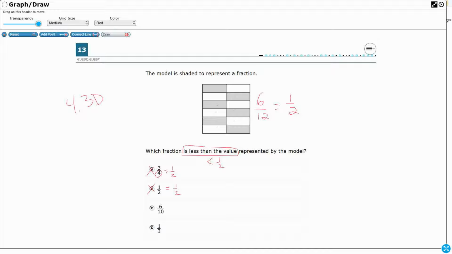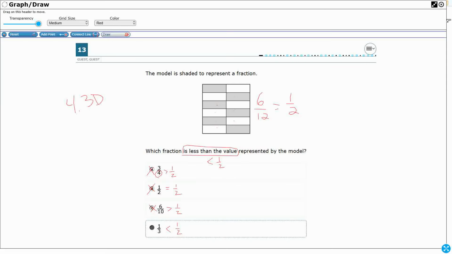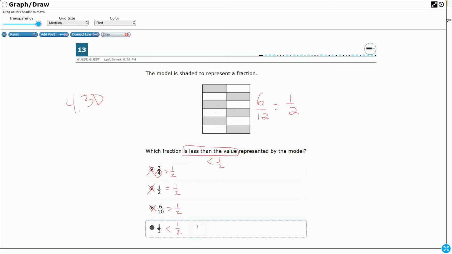Half of 10 is 5. 6 is greater than 5, so 6/10 is greater than 1/2. I don't want that. Half of 3 is 1 and a half. 1 is less than 1 and a half, so that's what I'm looking for. So our answer here is D. How did we do? Well, we had 44% of our students choose this.